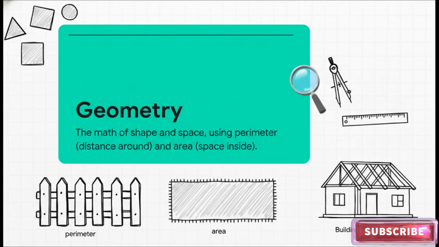And then, of course, there's geometry. That's just the math of the physical world. It's how we measure the space we all live in. The perimeter tells you how much fence you need for your yard, and the area tells you how much carpet to buy for your living room. Geometry is the math that lets us design, measure, and build the world around us.